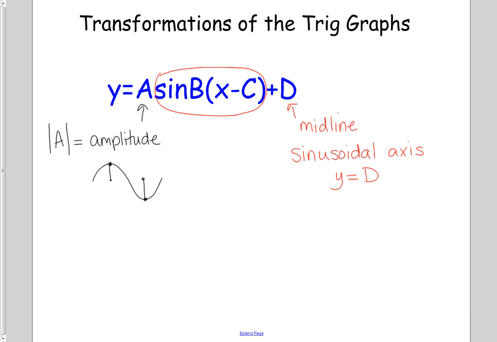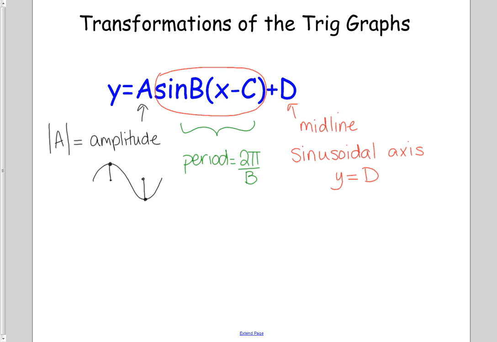B and C are inside of our sine curve, so those are going to affect us left and right. The b is going to affect the period. The normal period for a sine curve or cosine curve is 2 pi. Anything on the inside does the opposite of what it says, so rather than multiplying our period by b, the period will be 2 pi divided by b.